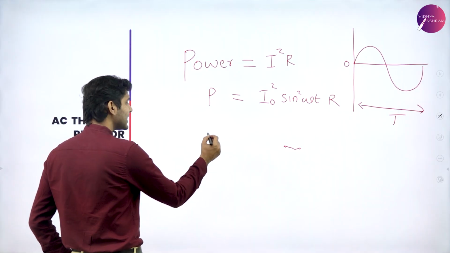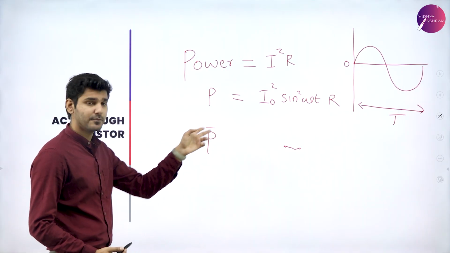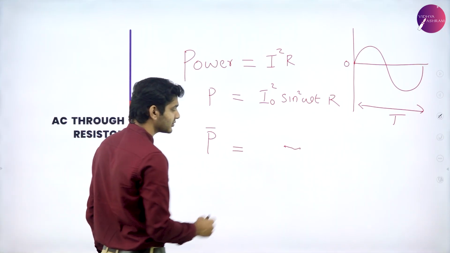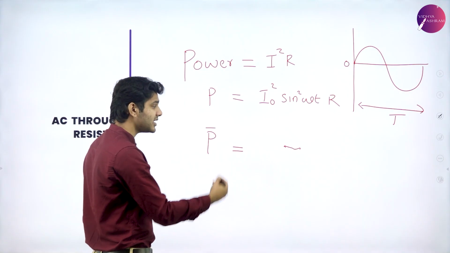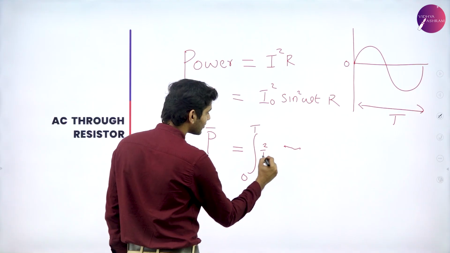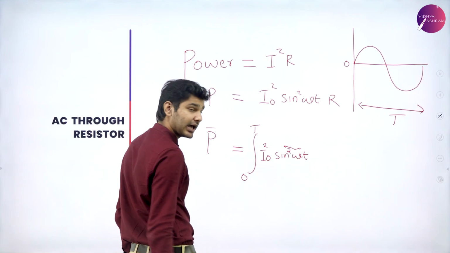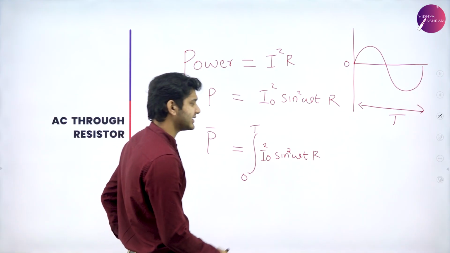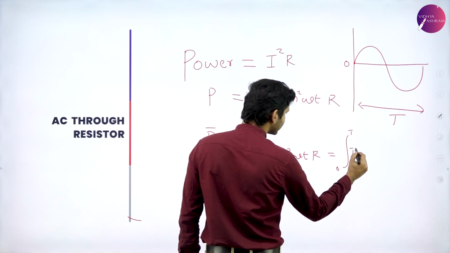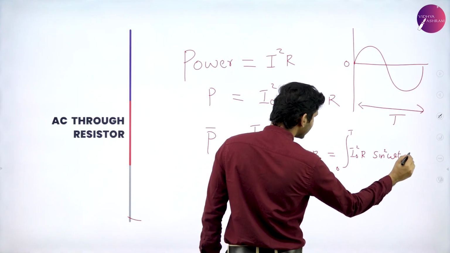So we can say that average power P bar, we can also indicate using brackets, but I'm just using P bar. So P bar, that is average power, will be equal to the integral from 0 to T of I naught square sine square omega t times R. This can again be simply written as the integral from 0 to T of I naught square R sine square omega t.